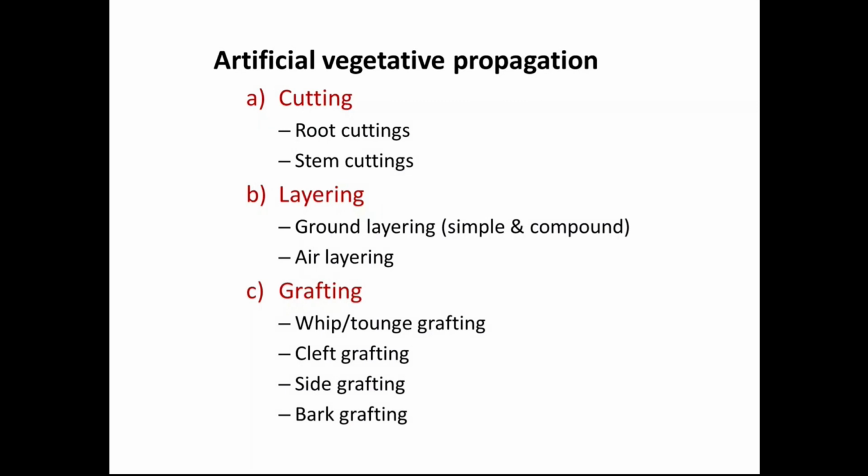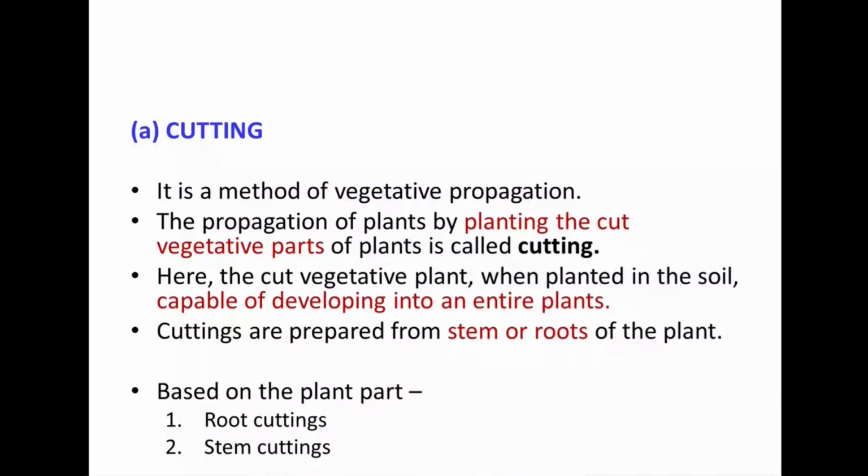Okay, cuttings. Cutting is a method of vegetative propagation: the propagation of plants by planting the cut vegetative parts of the plant, called cuttings. Any vegetative part you cut and sow will give you a new plant. These plants are capable of developing into an entire plant.